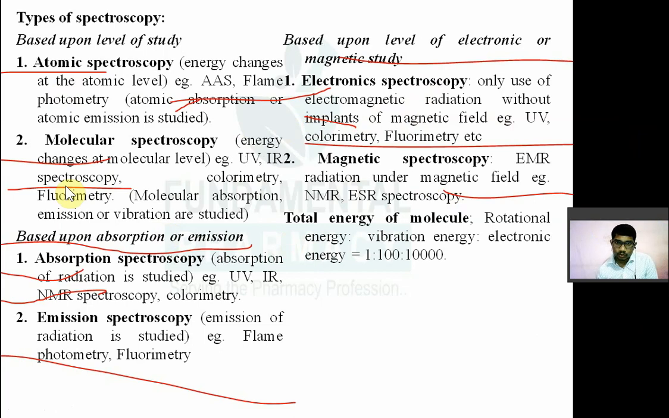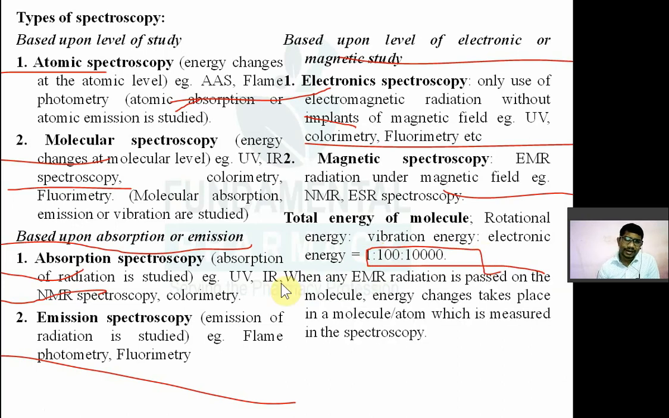What is the total energy of a molecule? Total energy of a molecule is equal to rotational energy plus vibrational energy plus electronic energy. There is also a proportion for it, which is given here: rotational energy 1 is to vibrational energy 100 is to electronic energy 10,000. When any electromagnetic radiation is passed on the molecule, energy changes take place in the molecule at a molecular level or atomic level, which is measured in spectroscopy. This is all introduction.